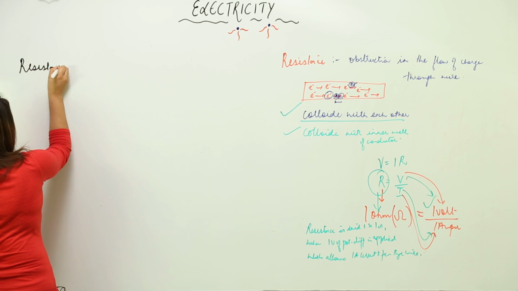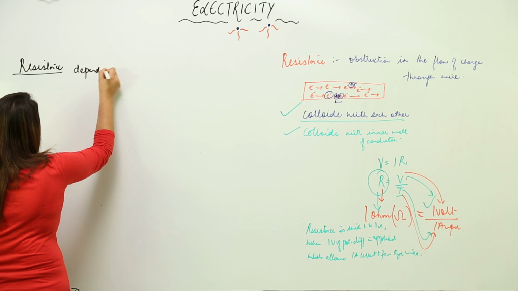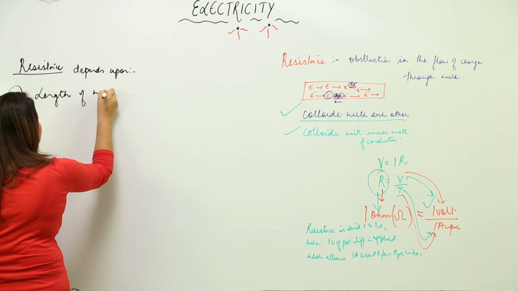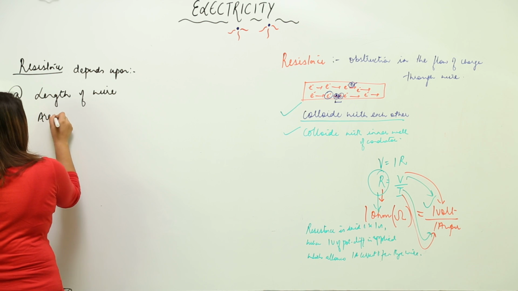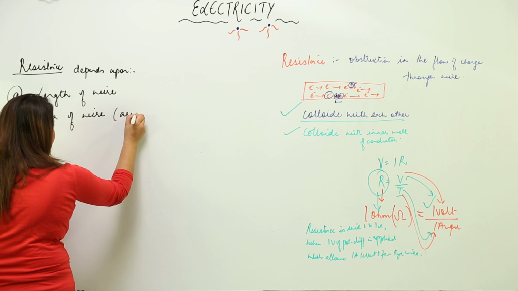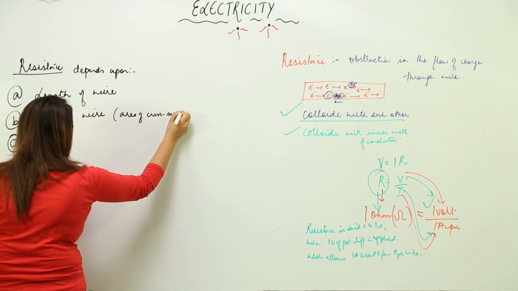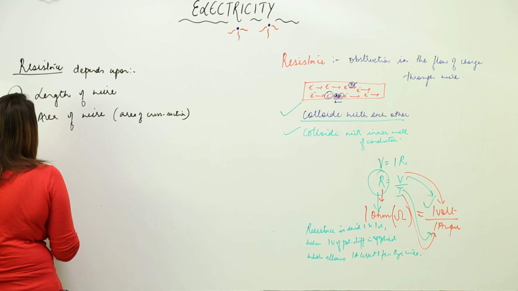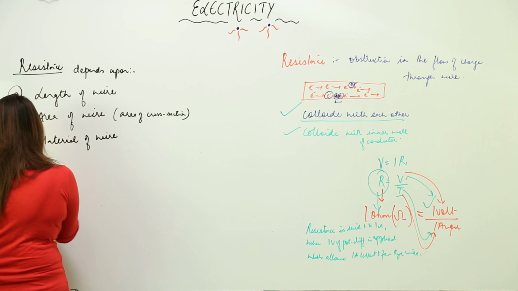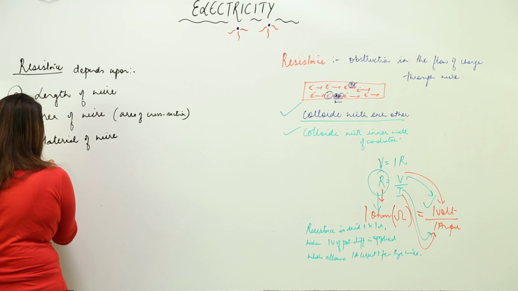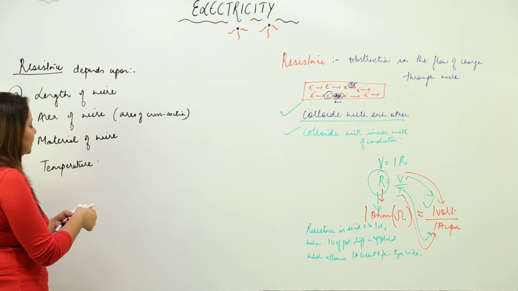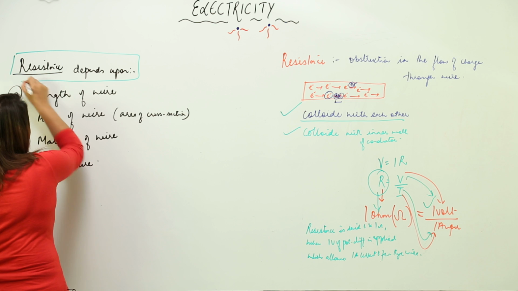So we see that resistance depends upon the length of the wire. It depends upon the area of cross section of the wire, I'll write it here. It depends upon the material of the wire, from which it is made, and it also depends upon the temperature. So these are the 4 factors on which the resistance depends.